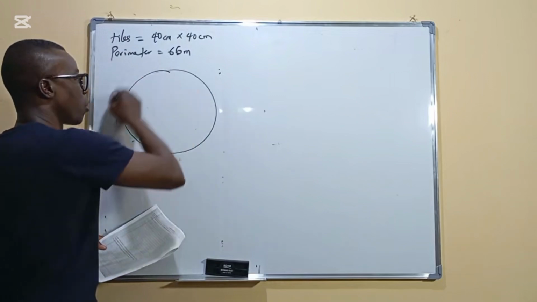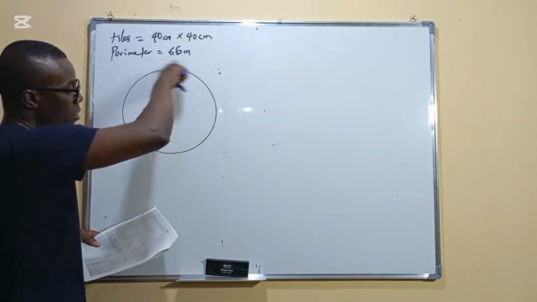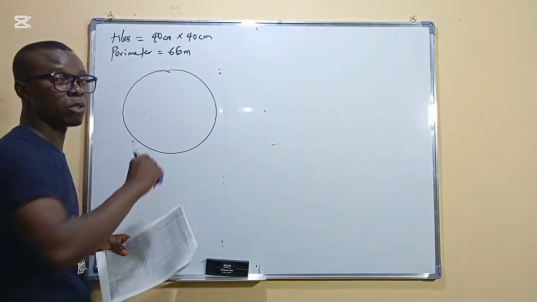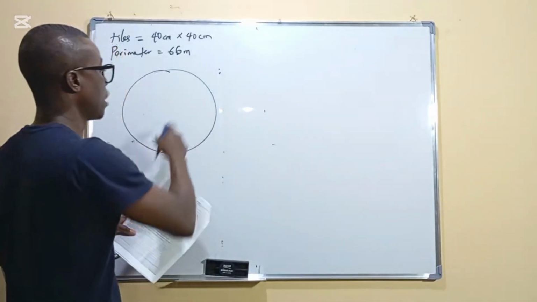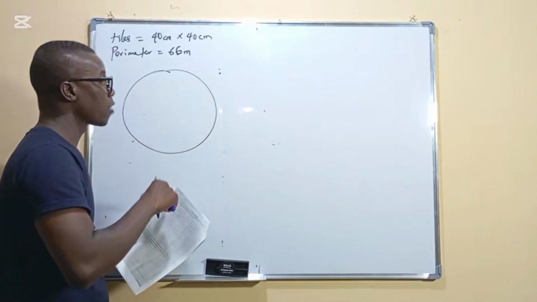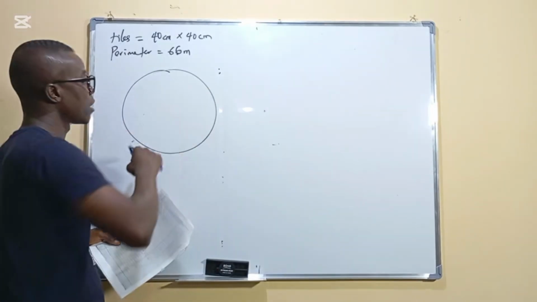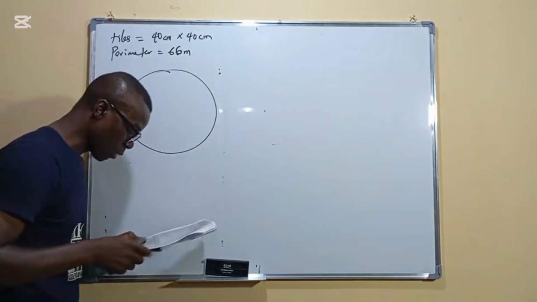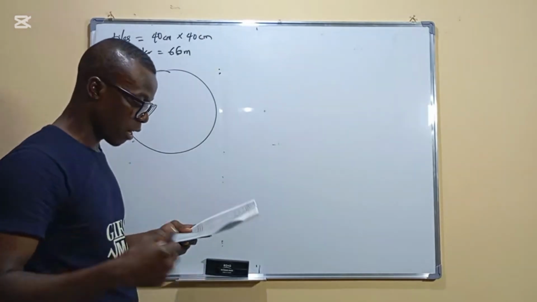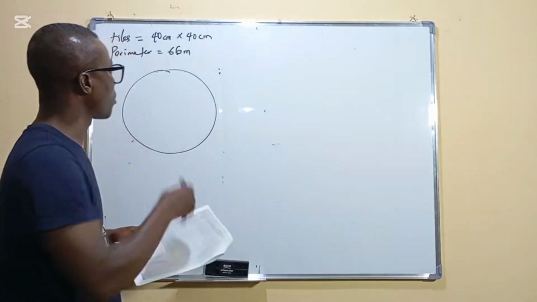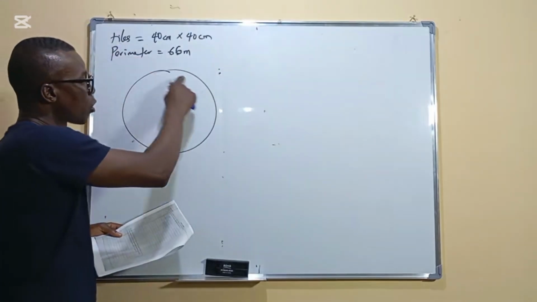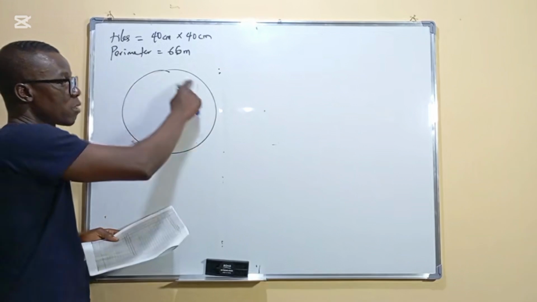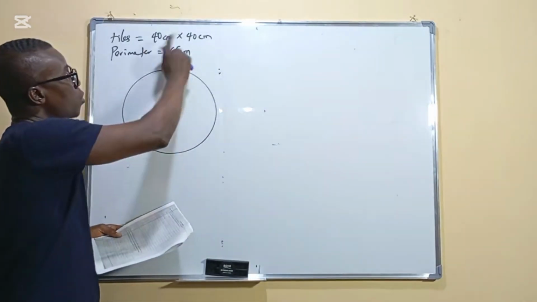We are having a circular floor, and then they said that the perimeter is 66. So what does that tell you? Of course, the perimeter is going to be the circumference of this circular floor. That's talking about the boundary line. Now, the question went forward to say, calculate correct to the nearest whole number the number of tiles. So how many of these tiles will be required to actually cover this floor?